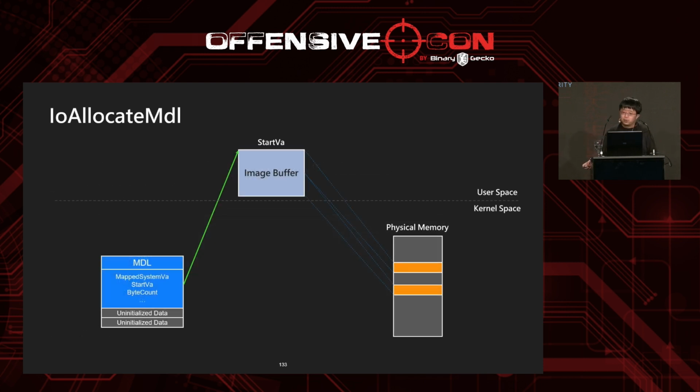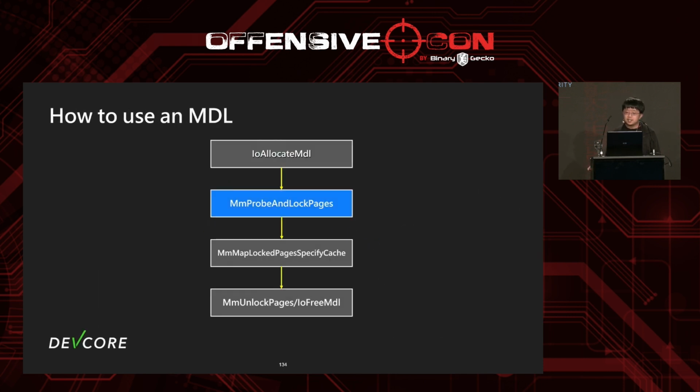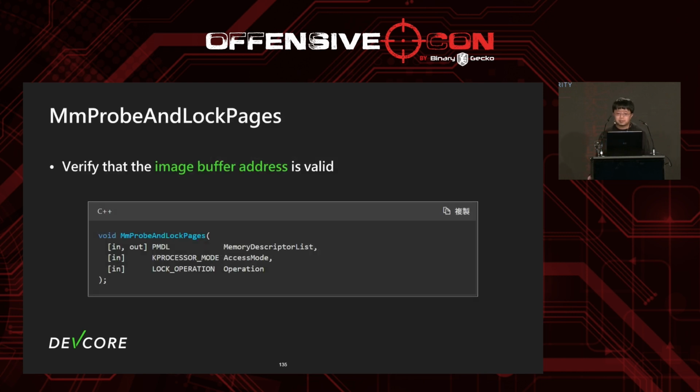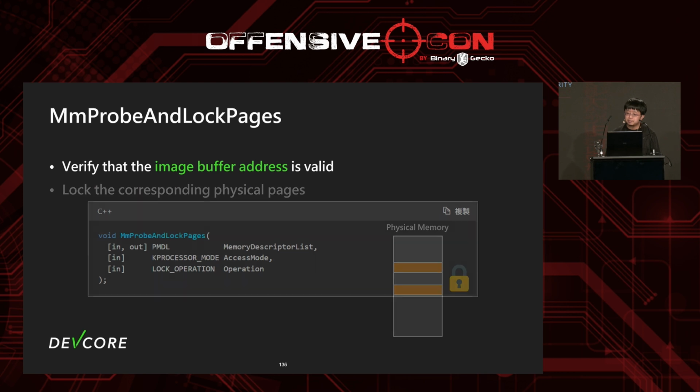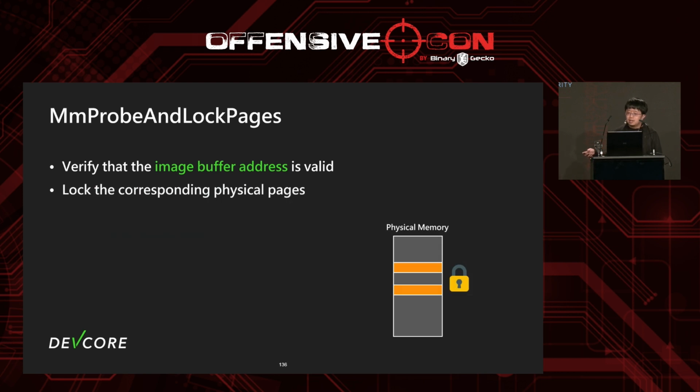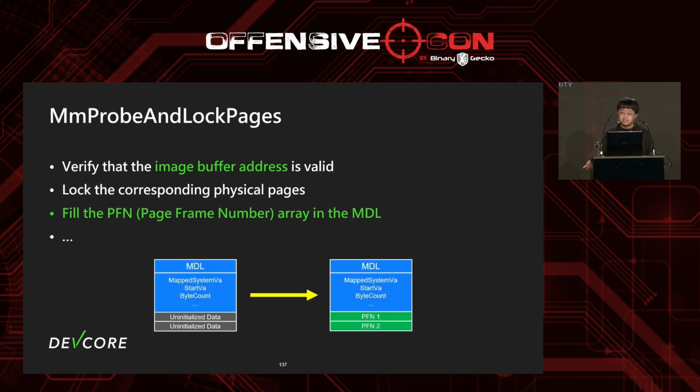The MDL will point to a buffer based on the parameters provided. In kernel streaming, this typically points to an image buffer in user space. Second, it needs to call MmProbeAndLockPages with the MDL to validate and lock the memory pages. In this function, it will check if the buffer provided by the user is valid according to the access mode flag, and then lock the corresponding physical pages in memory. After that, it stores the corresponding PFNs into the MDL.